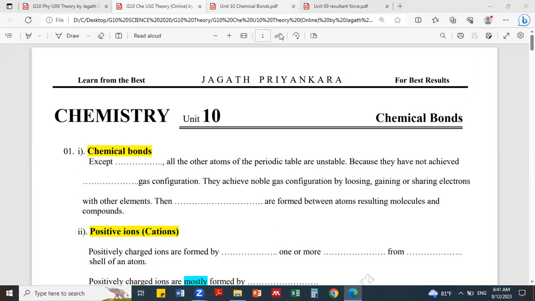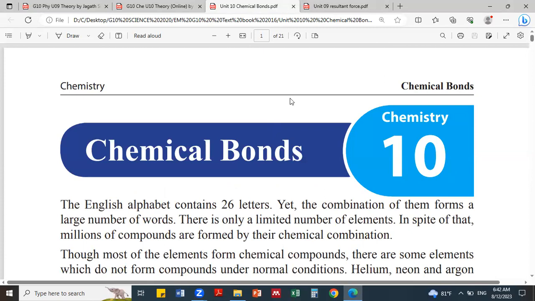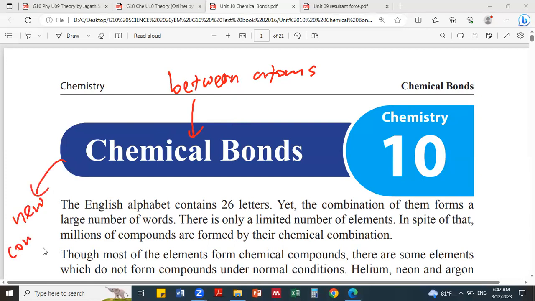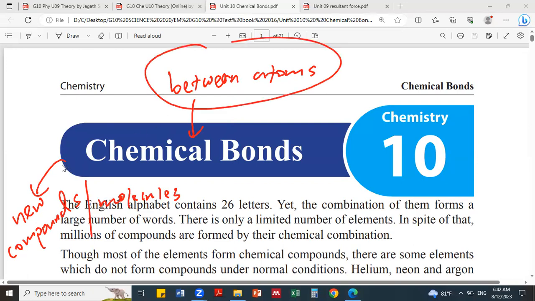Chemical bonds. So my question is this: chemical bonds are formed between what? Between atoms. So then what happened? When chemical bonds are formed between atoms, you get new compounds or molecules.